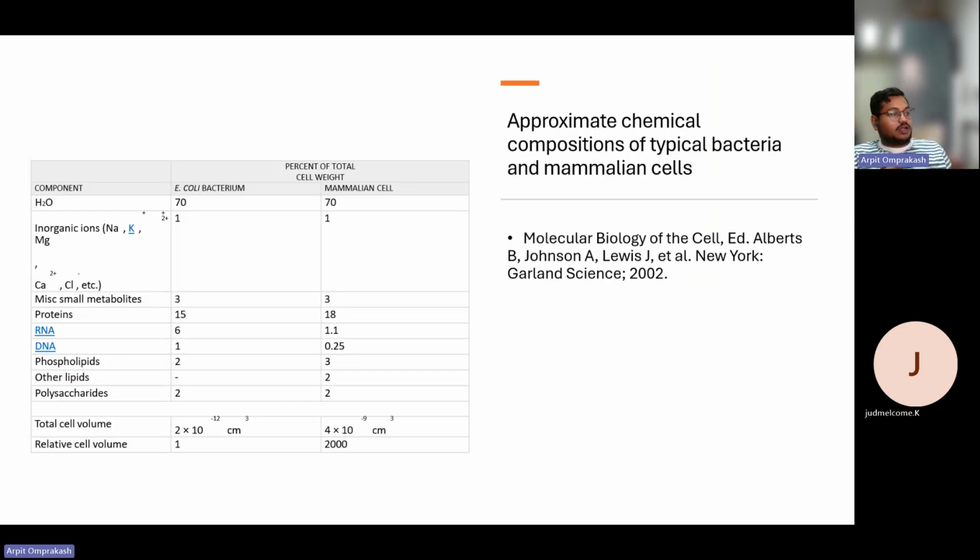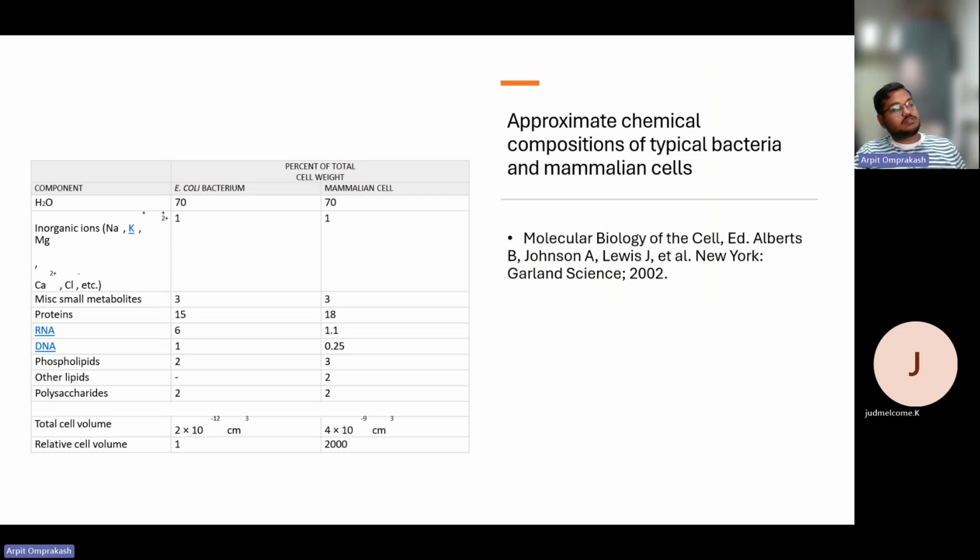So here is again a tabular form of the whole thing. Here we are comparing the prokaryotic cell and the eukaryotic cell, so E. coli versus a mammalian cell. What is the percentage of different components? We see that both the cells are almost made up of 70% water. Then we have 1% of inorganic ions such as sodium, potassium, magnesium, calcium, and so on.